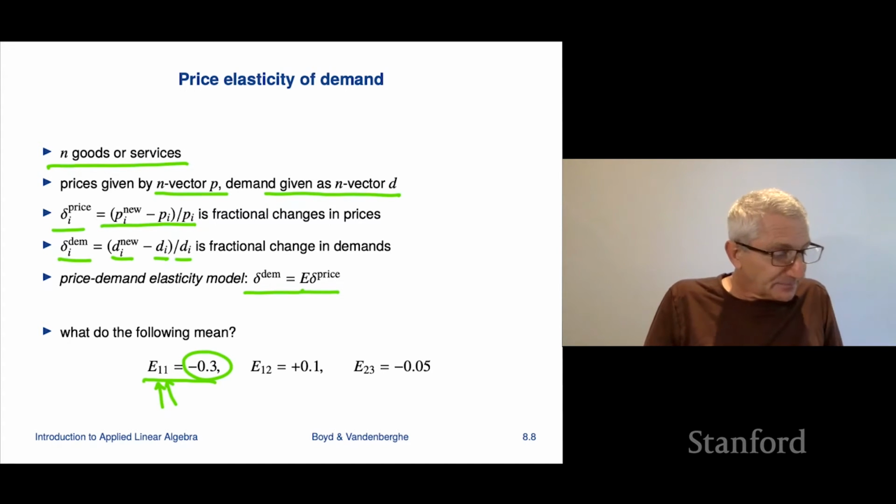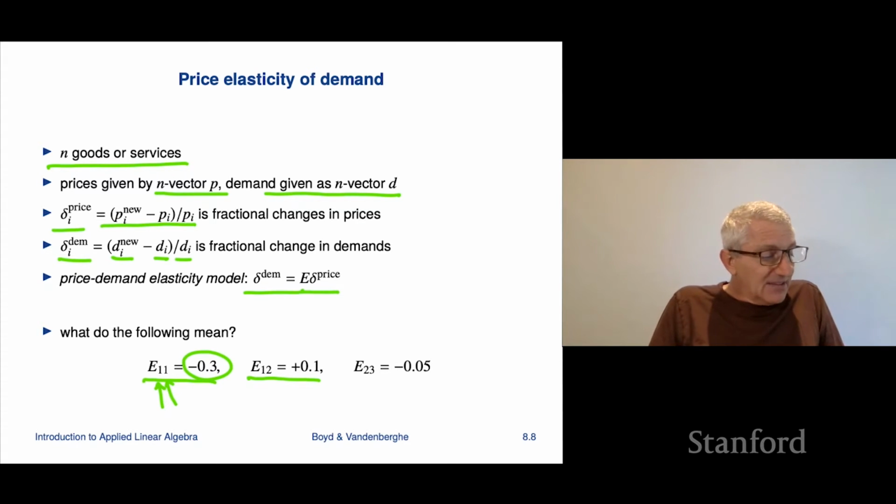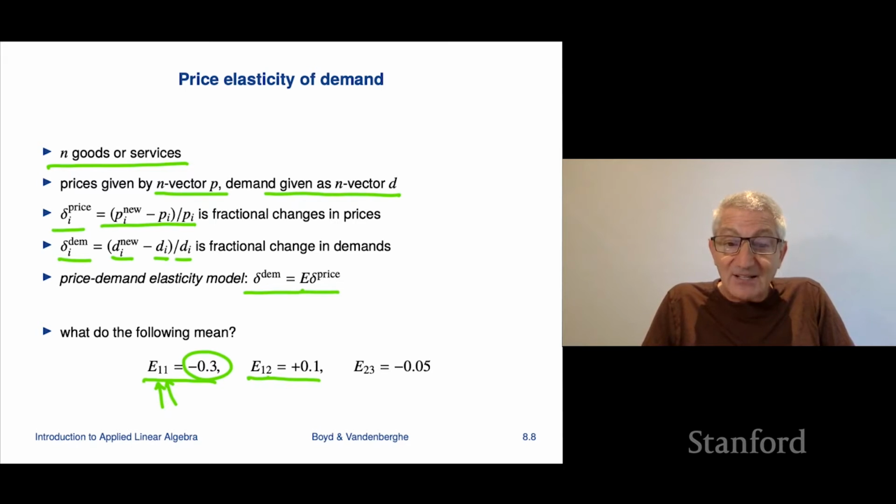Okay, so all right. E12 equals plus 0.1. Super interesting. Let's see what it says. That says that under the price demand elasticity model, if you increase the price of good 2 by, let's say, 1%, this says you can expect the demand for good number 1 to go up by 0.1%. So increasing the price of the second good increases the demand of the first good.